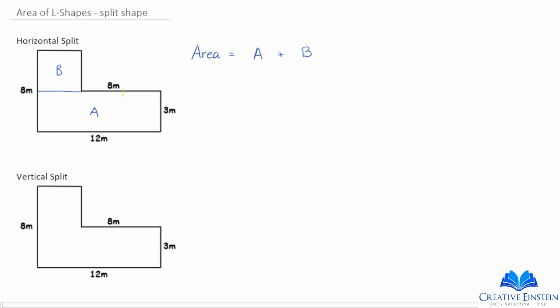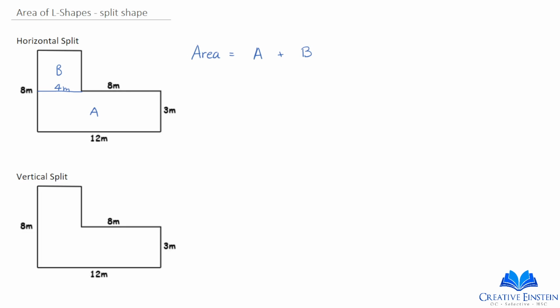The area of A I can tell is going to be 12 meters times 3 meters. The area of B, I haven't worked out yet, so let's get working on that. Now, because this is 12 meters, I know that this must be 12 meters as well. So far, I've got 8 meters here. So to make 12 meters, I know that that has to be 4 meters.